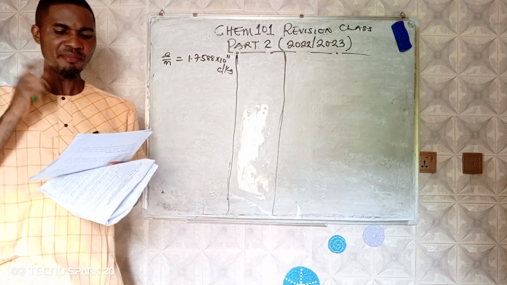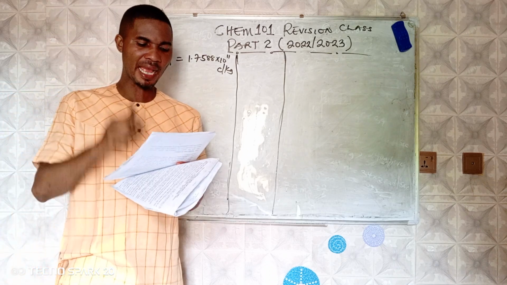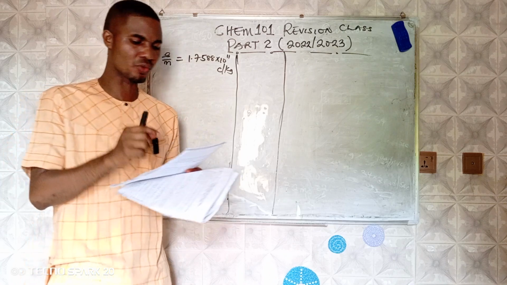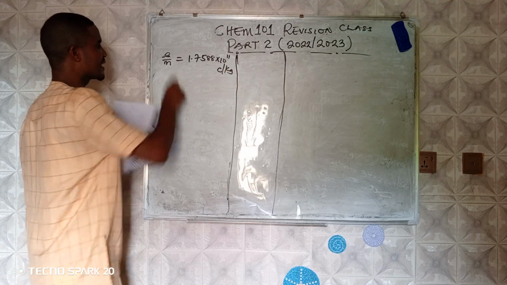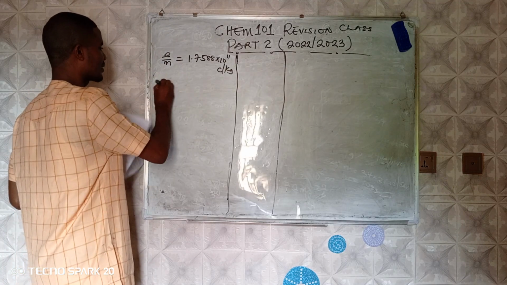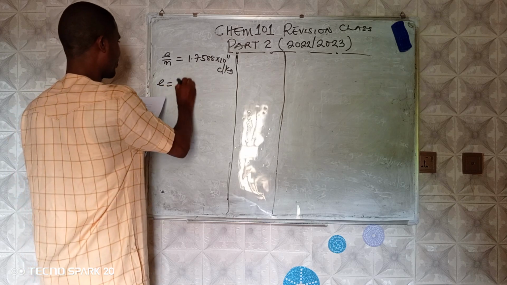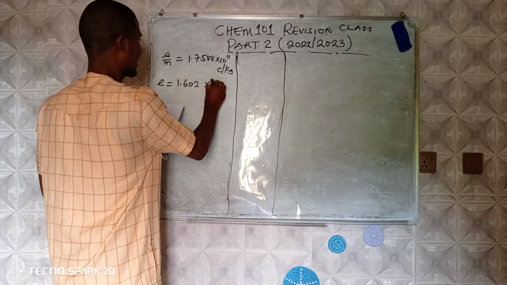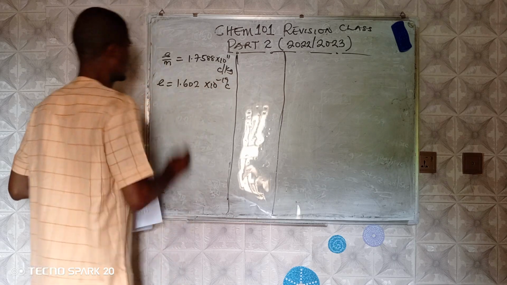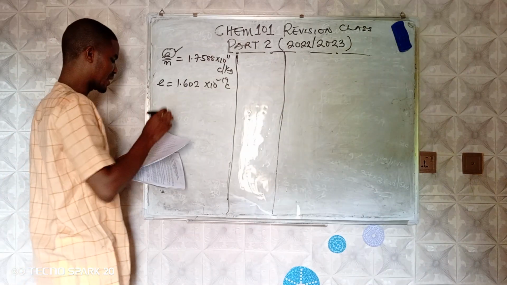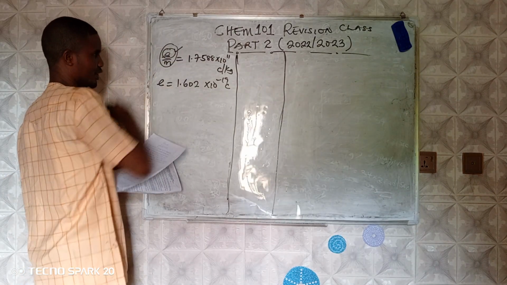It was Robert Millikan that determined the absolute value of charge on an electron. Millikan got that e, which is charge, is 1.602 times 10 raised to power minus 19 coulomb. It was Millikan that gave us this, but it was J.J. Thomson that gave us the charge to mass ratio.